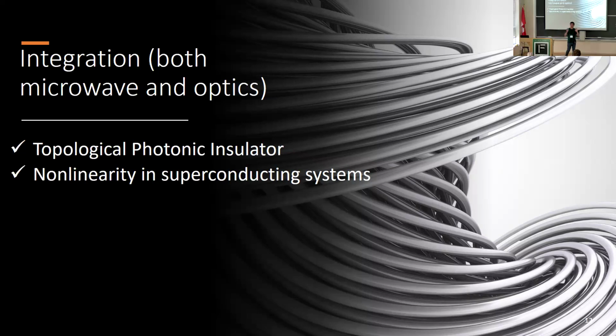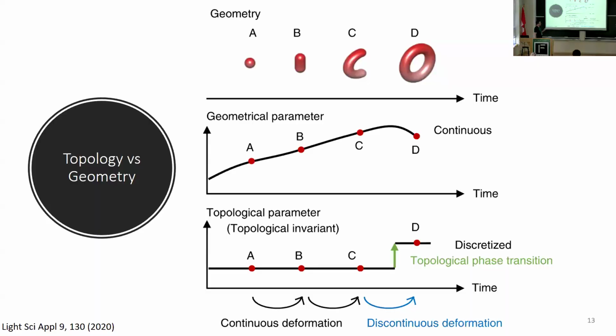For now, I only talk about the optical domain, 1550 nanometer, everything is telecom, so no superconducting system. Please don't be confused for now. So what is a topological system? Sometimes people are confused with topology versus geometry.